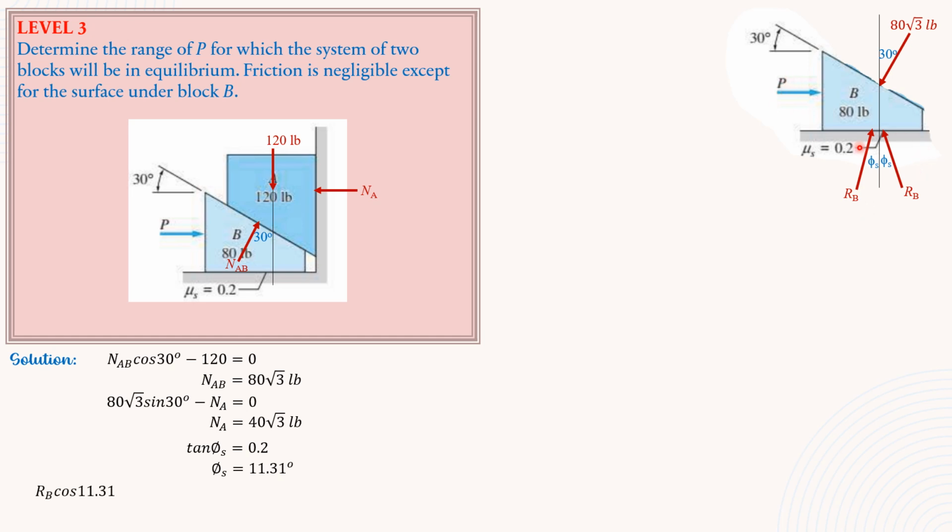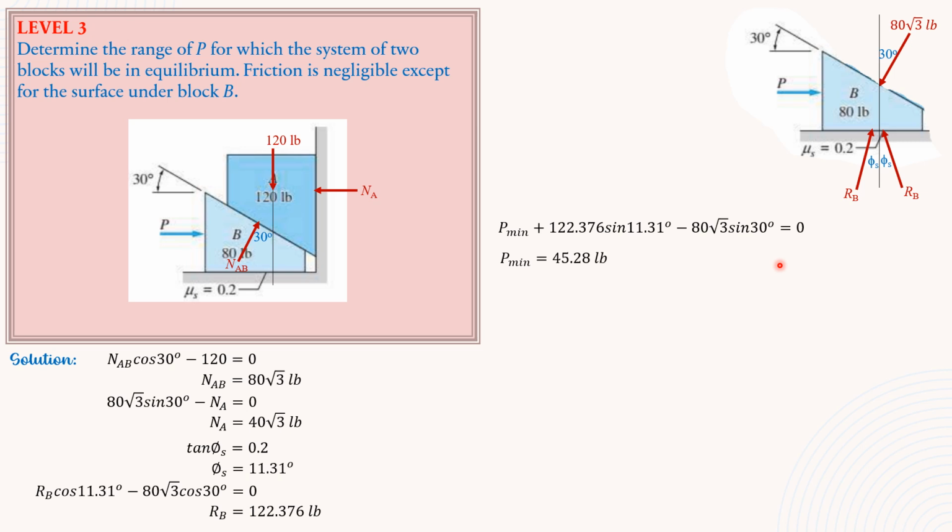So RB cosine of P sub S 11.31 degrees minus 80 square root of 3 cosine of 30 degrees equals 0. So R sub B is 122.376 pounds. Then summation forces horizontal, P minimum plus RB 122.376 sine of P sub S minus 80 square root of 3 sine of 30 degrees equals 0. So P minimum is equal to 45.28 pounds.